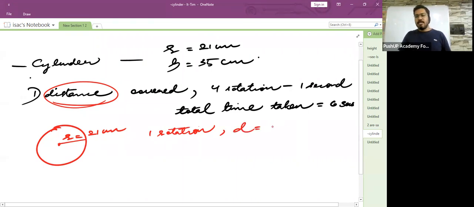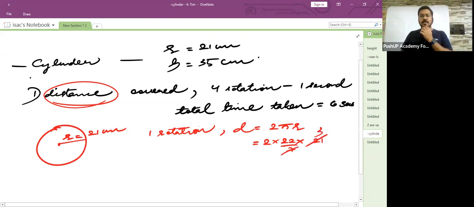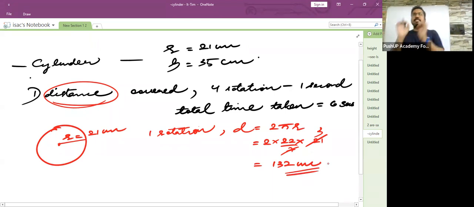Children, in one rotation, the distance covered is 2 pi r, which is equal to 2 into 22 by 7 into radius 21. 7 ones are 7, 7 threes are 21. 2 into 22 is 44. 44 into 3 is 132 centimeters. Try to understand that the cylinder covered a distance of 132 centimeters in one rotation, isn't it?